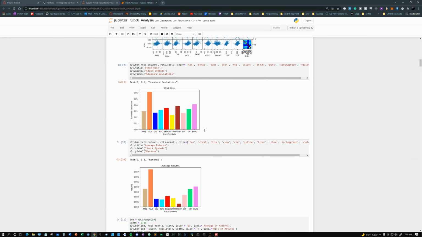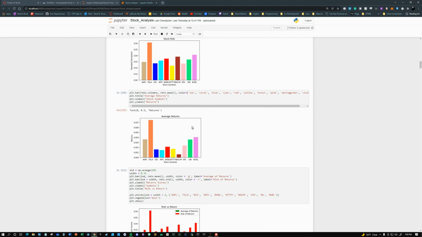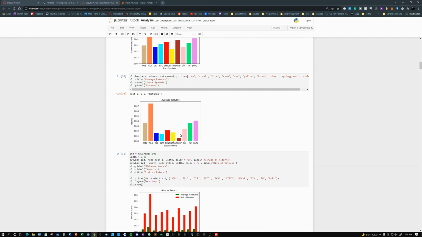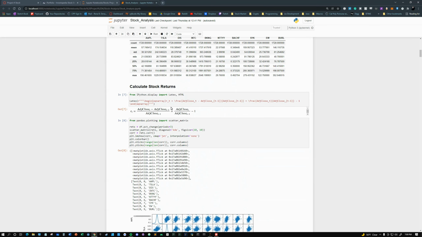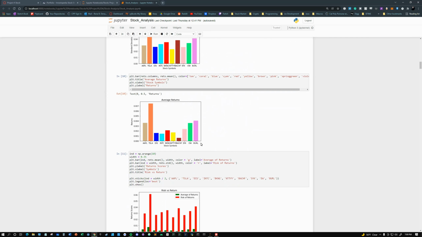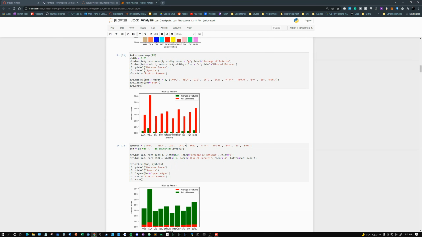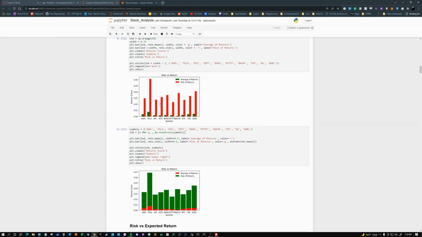We keep scrolling, and then we chart the actual data. So we put that in a stock risk chart where we actually examine the standard deviation of each stock. Right here, we examine the average returns for each stock using the return equation, which again is this one right here. And right off the bat, you can see that we have top contenders, that being Tesla, Burlington, and EW. But again, we like to visualize data in the simplest form. So again, we go ahead and chart it.